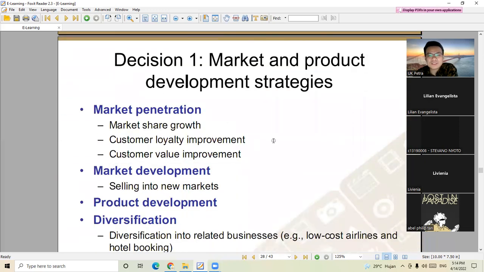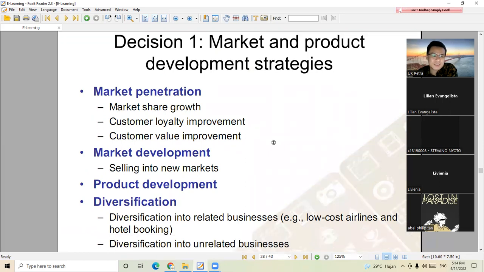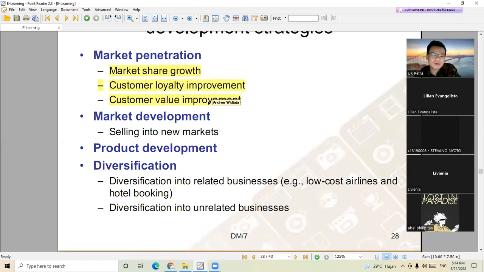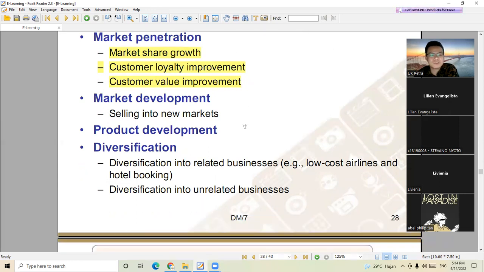Decision 1 is regarding the market and product development strategies. We talk about the market penetration. That includes the market share growth, the customer loyalty improvement, the customer value improvement. How our business penetrates the market. Yeah, these are the metrics that we have to consider: the growth of the market share, whether the customers are loyal or not, how to improve the customer value, and so on and so forth.